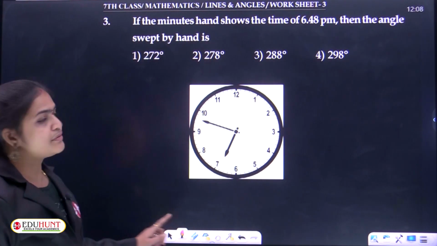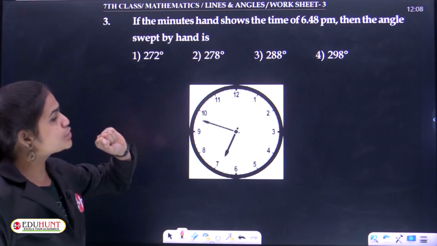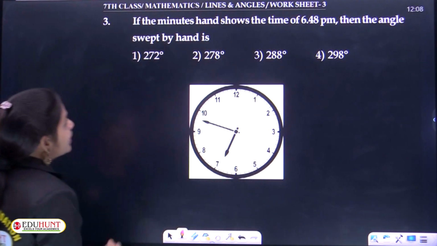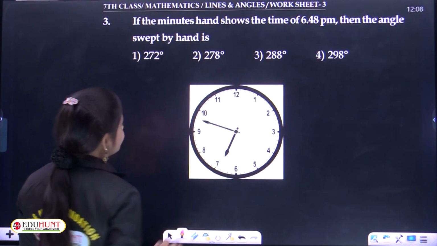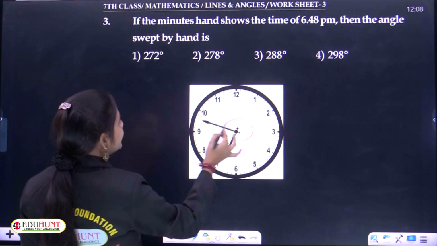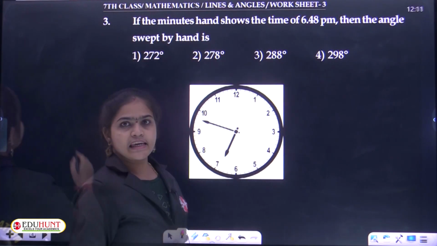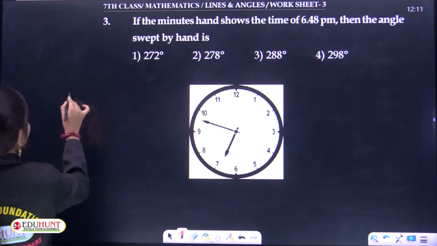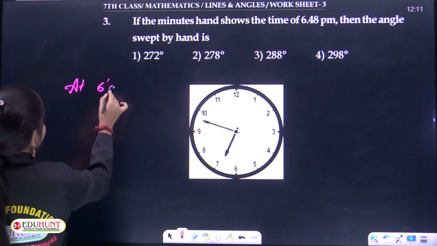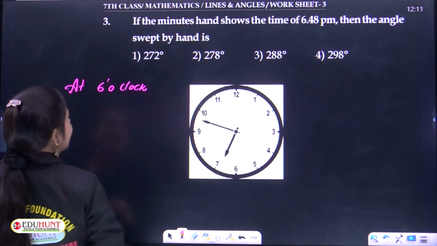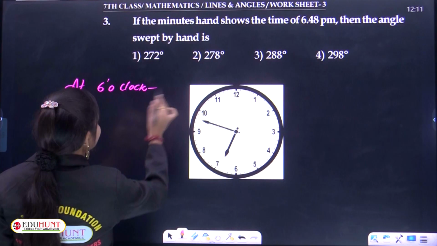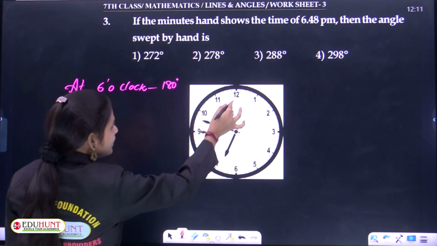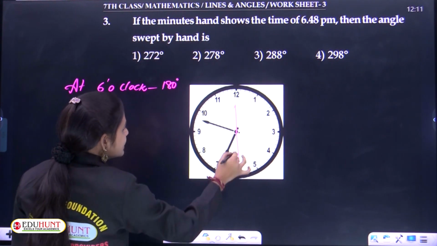Next, third one says that if the minute hand shows the time of 6:48 p.m. then the angle swept by hand. Okay, then here this angle we need to find out. See here, ma. Actually here the diagram is given like this, but see that at 6 o'clock what is that angle? At 6 o'clock the angle is here 180 degrees.